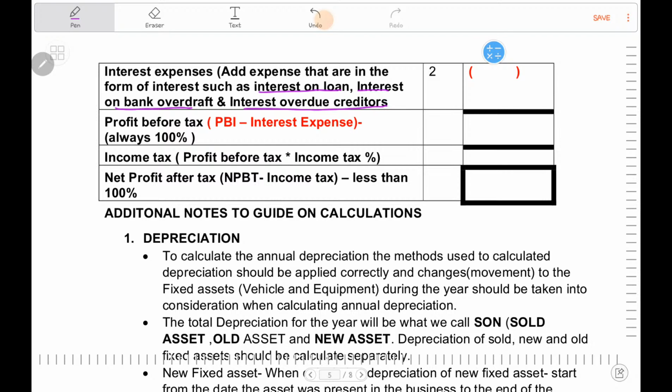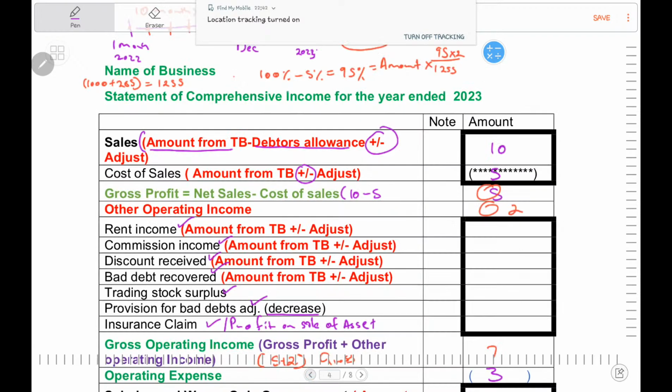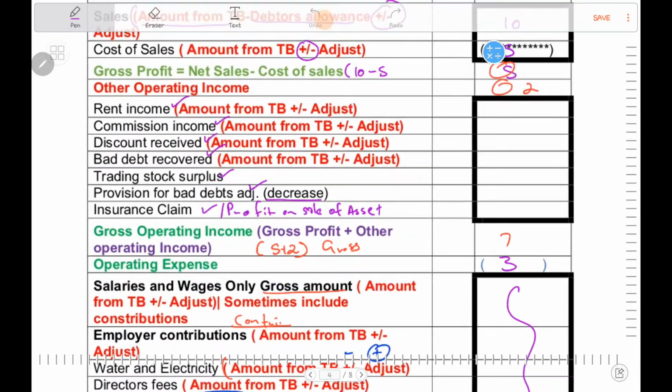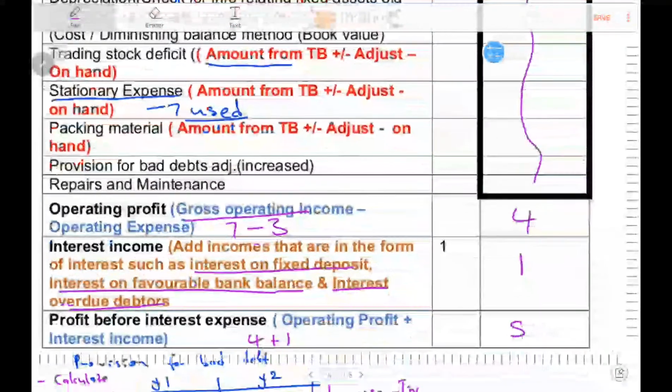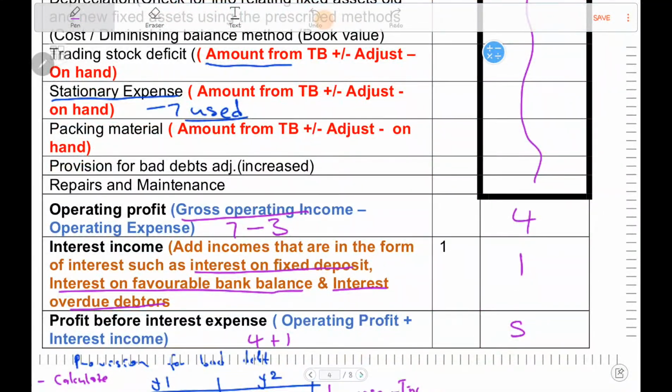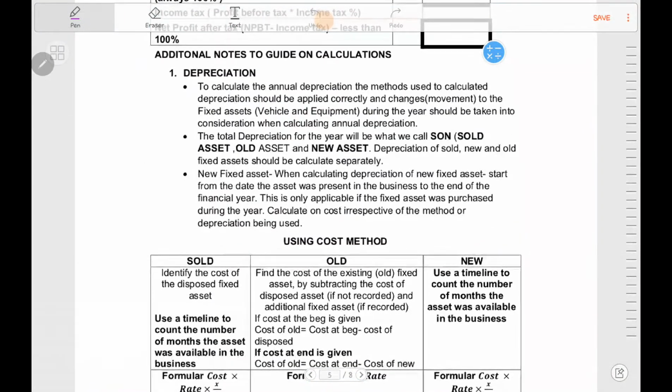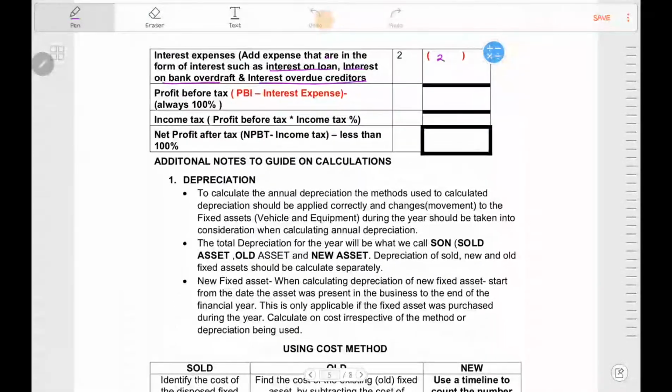Now if you find something here, let's assume that it's 2, then it means that to find the profit before tax, this amount is always 100%. Then it means that to find the profit before tax, we are to take the profit before interest expense, which is 5. Then we subtract what? We subtract the interest expense. So here it will be 5 minus 2, that gives us 3.